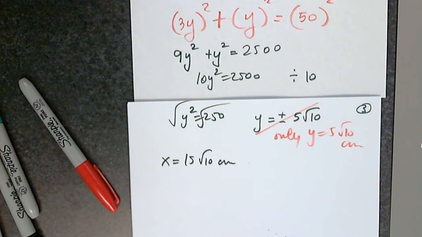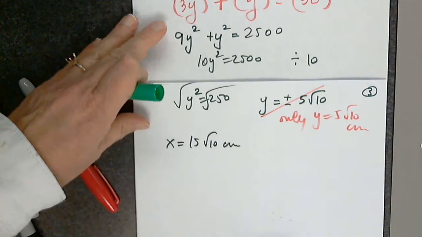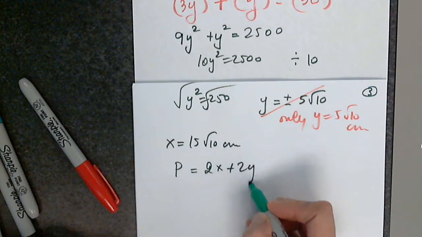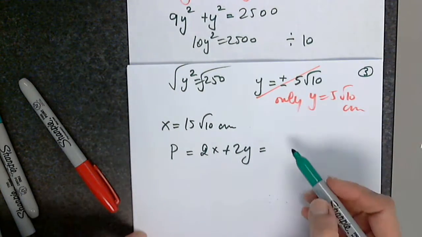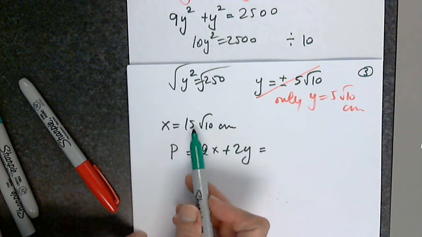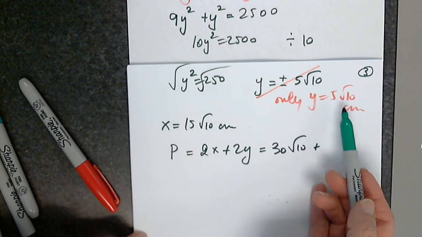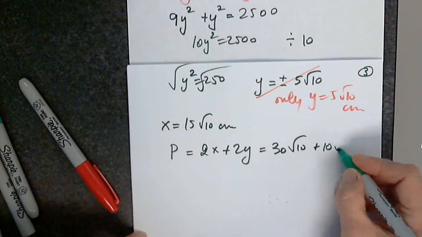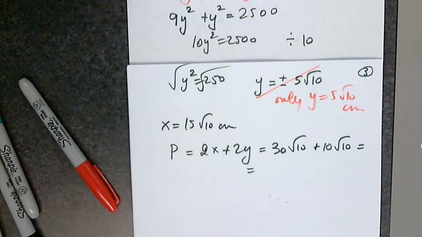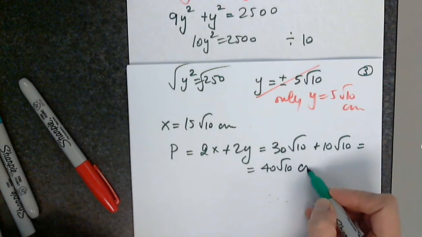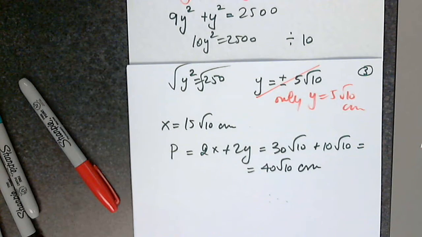Find the perimeter of the rectangle. How do I find the perimeter of a rectangle? What is the formula? Of course. Good. So 2 times x. X is right here. How much is 2 times x? Excellent. Plus 2 times y. Y is right here. Are they like radicals? Because if they're not, I have to leave them alone. But if they are like radicals, then I have to combine. Good. So then 40 square root of 10 centimeters. Very good.